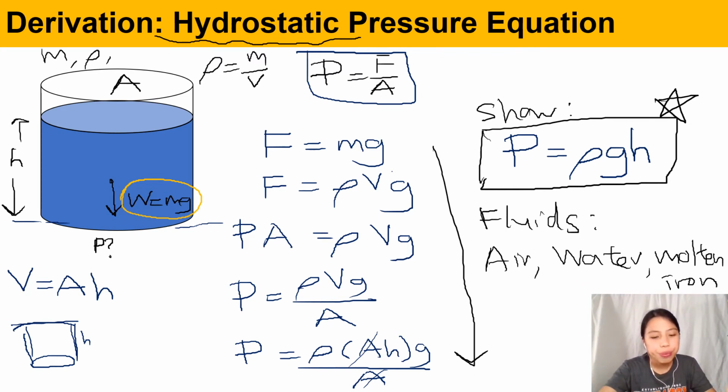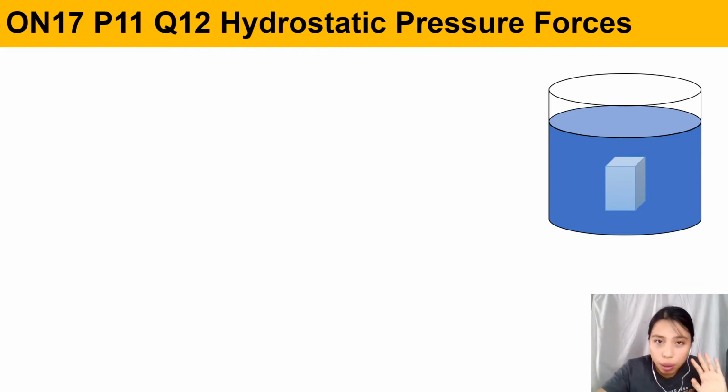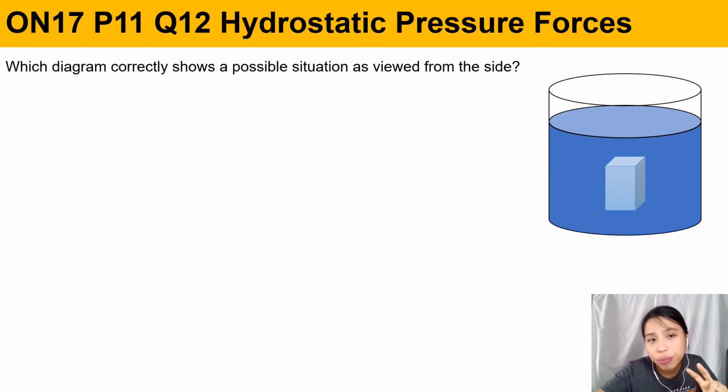So now, let's take a look at a diver. Based on this equation, how we can think of people diving and things like that. In this short and sweet question, we're going to look at the same container, but what if there's a tiny little block inside? How would the forces look? Remember just now I drew red arrows, but that one was not drawn properly. Here's how we can think about how to draw it properly. So you have a mini block in a container of water. Which diagram correctly shows the possible situations as viewed from the side?